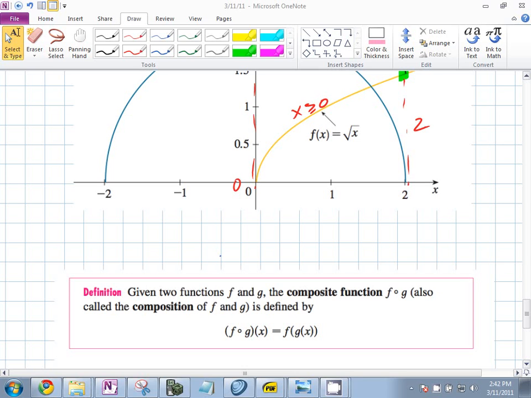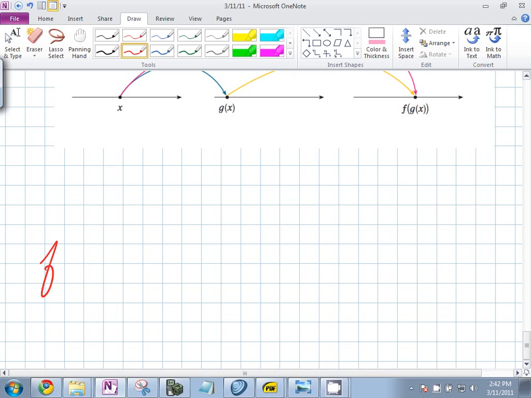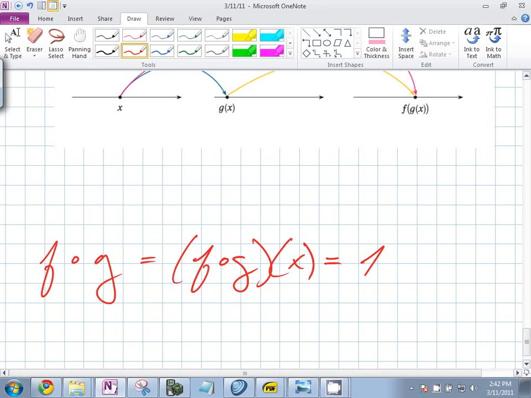3 different ways to write it. F circle g is the same thing as f circle g of x, which is the exact same thing as f composed of g of x. Which function is being keyed off first? Which function are you doing first? G of x. G. Then you take the output and you plug it into f. There's two functions going on here. Just like doing one and then the other. That's it.